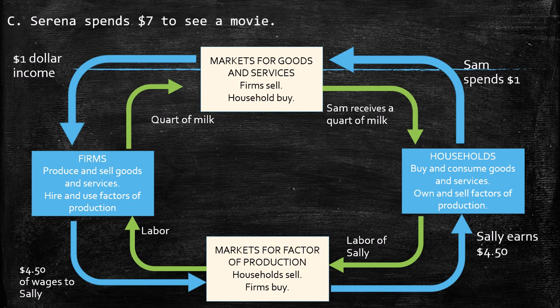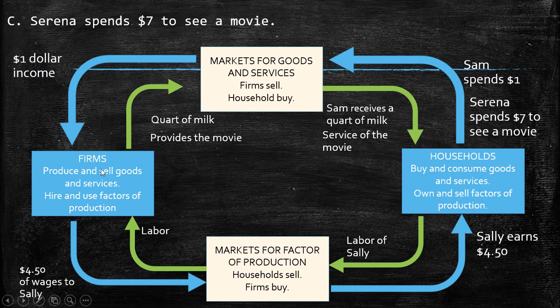The third activity is Serena spends $7 to see a movie. It's going to be kind of similar to the milk, just with the particular difference that we're not talking about a good, but we're talking about a service. So in this case, in the outer loop, Serena spends $7 to see a movie, and instead she receives the service of the movie. And what about the firm? The firm has to produce and sell goods and services. The service is cinema, so it will provide the movie.